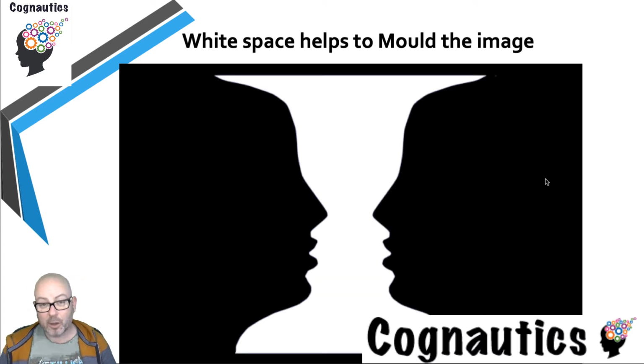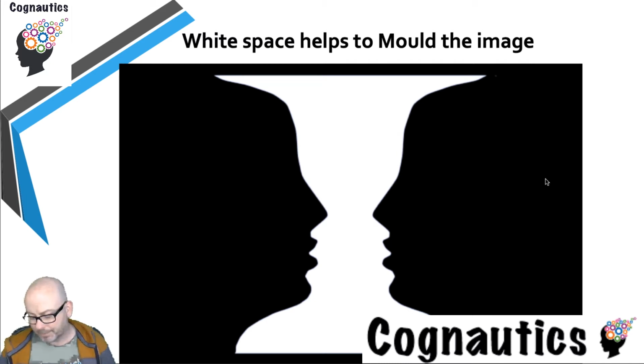This is an example that's often cited. If you focus on the black area on the screen, you see two faces. If you focus on the white area, you see a vase. And this just shows you negative, positive space. There's this interrelationship between the two. And in this case, you can invert them and get two different images. So it's a bit of a gimmick, but it does show you that the white space helps to mold the image.